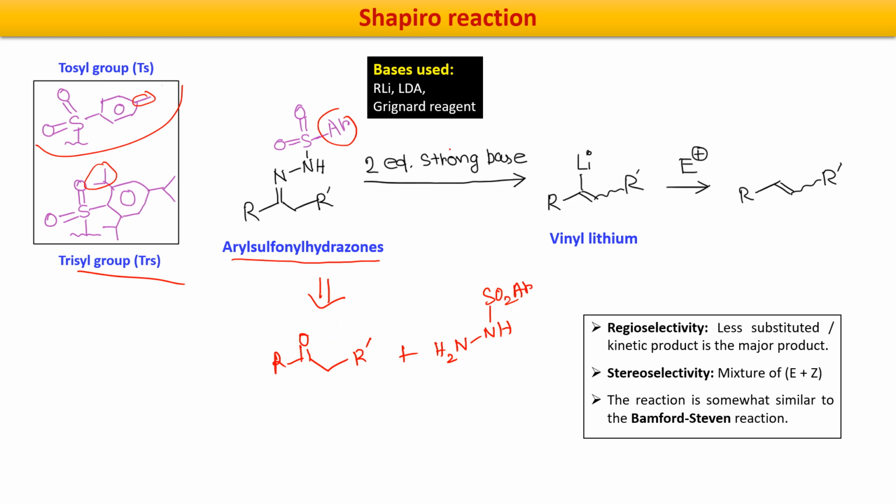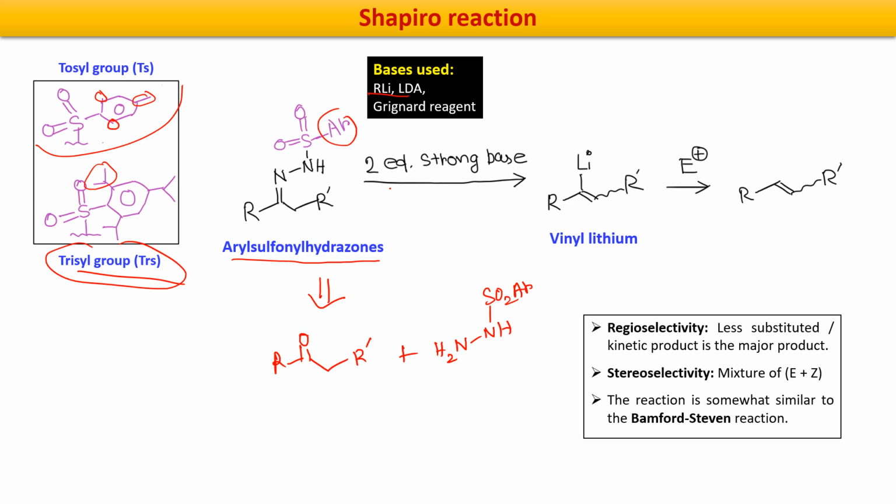Why? Because here we are using bases like RLi, that is, it may be secondary butyl lithium or tertiary butyl lithium. In this case, there is a chance of ortholithiation if the ortho positions have hydrogen. That is the reason this type of group is helpful if it is present. So the trisyl group is taken when we are using this type of base, that is in the Shapiro reaction, because in the Bamford-Stevens reaction we do not use this type of strong base.